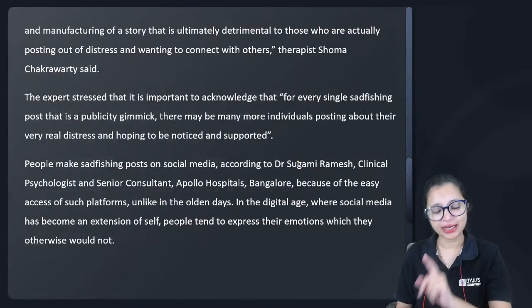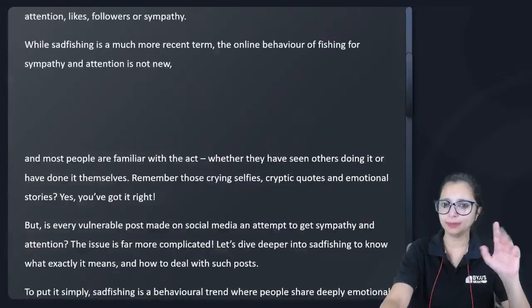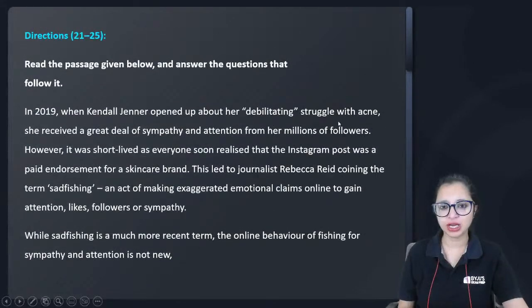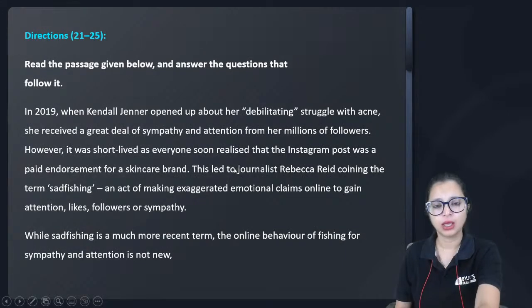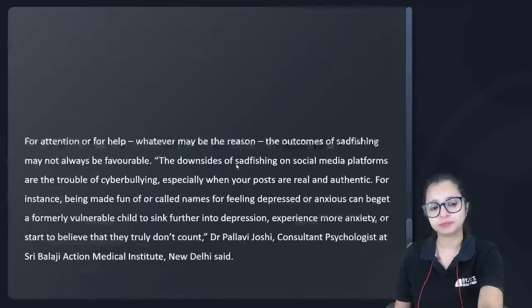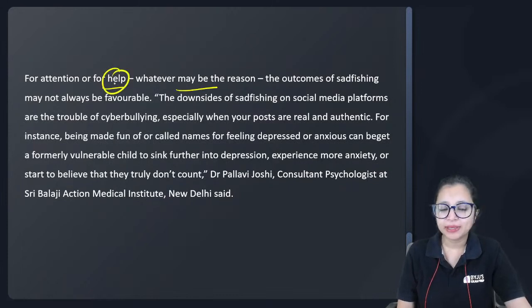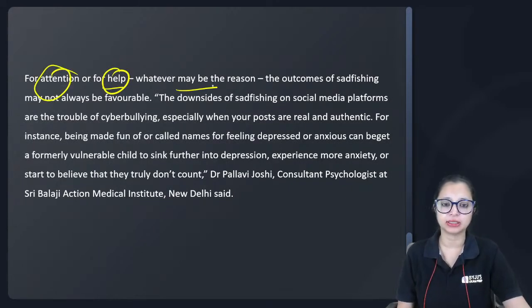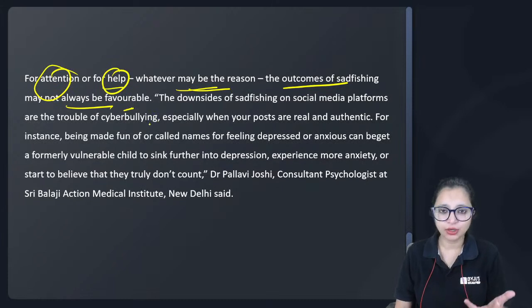एक suggestion before I continue. आपने पहले पैराग्राफ पढ़ा, ठीक है? एक बार ध्यान से देखो. पहले पैराग्राफ पढ़ा जहां पे ये समझ में आ गया था that she is pretending to be sad for likes and views. एक बार लास्ट पैराग्राफ पढ़ते हैं. लास्ट पैराग्राफ है for attention or for help, whatever may be the reason. लोग हेल्प के लिए भी sad fishing कर सकते हैं, attention के लिए भी कर सकते हैं. Whatever may be the reason, the outcome of sad fishing may not always be favorable. आपको cyber bullying हो सकती है. That's what the last paragraph says.